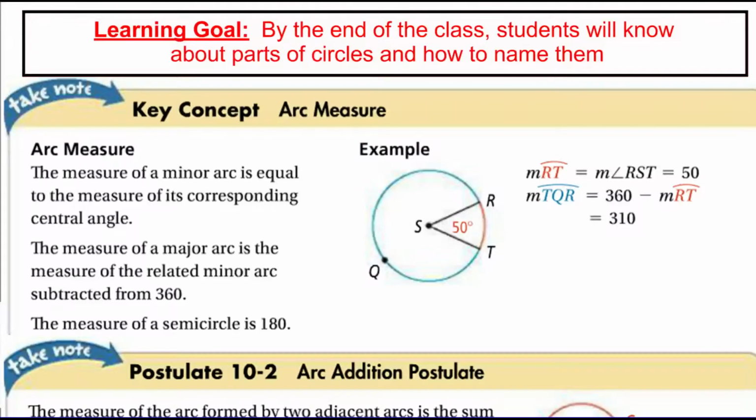Start this video by talking about something called arc measure. We spent the last video really talking about what arcs are and how we name arcs, and now we're getting into how we can use what we know about arcs to find out how long they are.